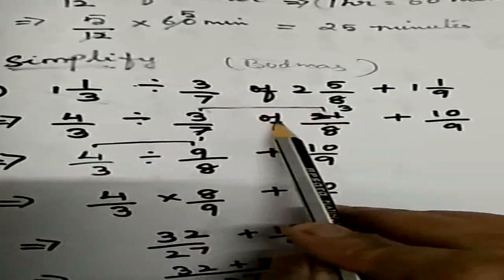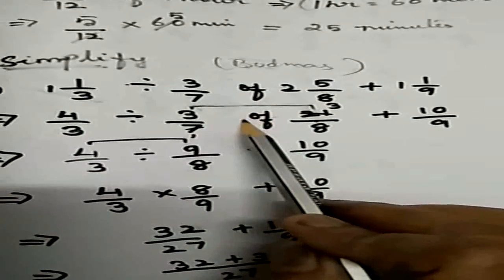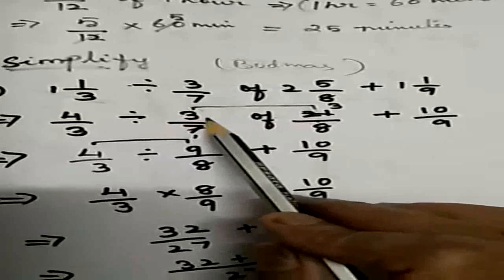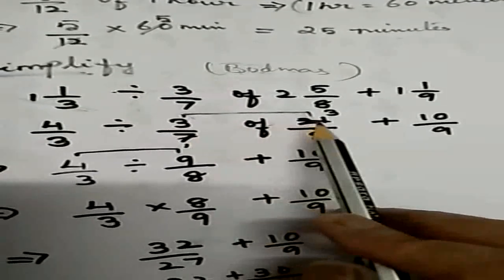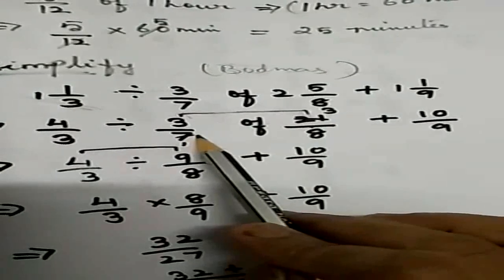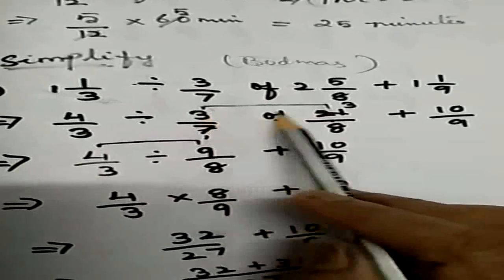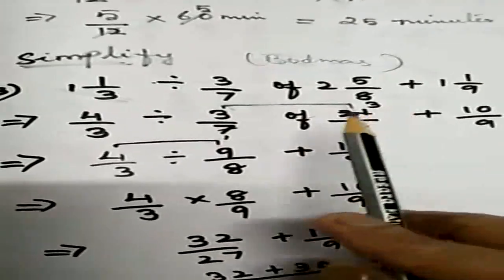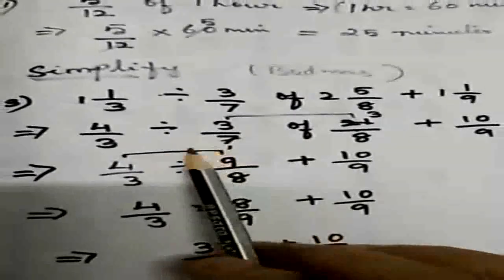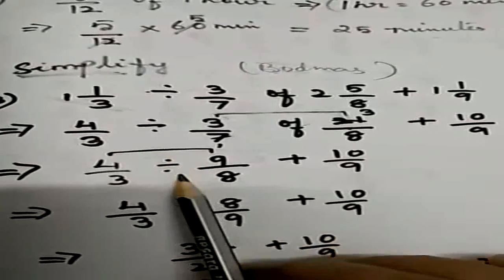Now of means what? Into. In into you will cancel numerator and denominator. See if any numerator and denominator get cancelled. Yes, 21 and 7 will get cancelled. 7 1s are 7, 7 3s are 21. Now any other numerator getting cancelled with any other denominator? No. Okay, then as it is, again you write 4 by 3, again division.